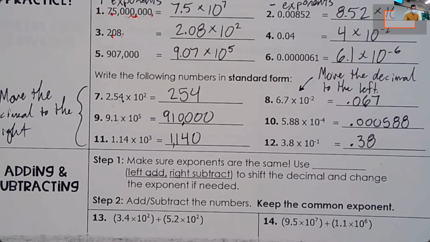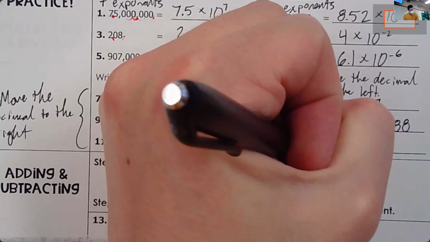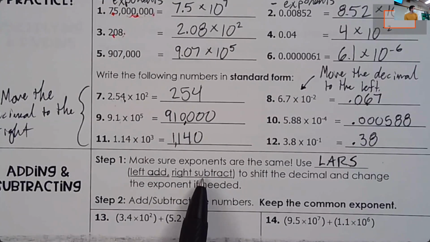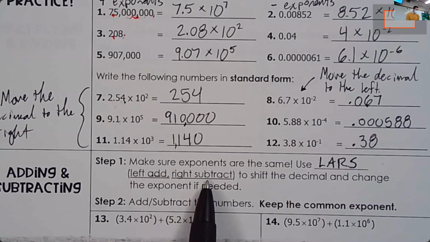And we're going to use something that is called, so it says make sure the exponents are the same, which is what I just mentioned. And so we are going to use LARS, which stands for left add, right subtract. This has to do with the decimal shift. If you move the decimal to the left, you add an exponent. If you move the decimal to the right, you subtract an exponent. That's what it's talking about. And that's going to be necessary on some of these in order to get the same exponent with our 10.